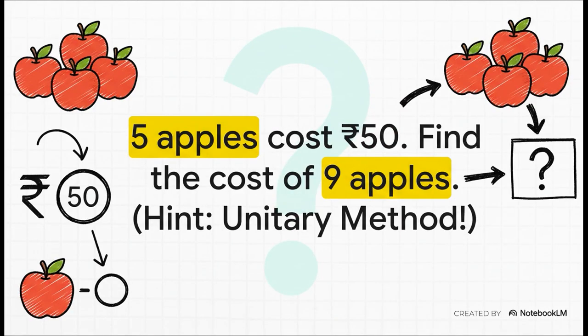And for your final challenge, if 5 apples cost 50 rupees, what is the cost of 9 apples? The hint for this one is to use that super simple unitary method. Find the cost of 1 apple first, then find the cost of 9. You can totally do this.